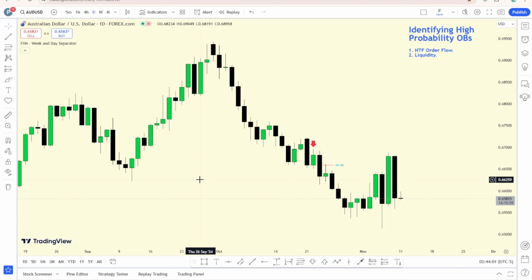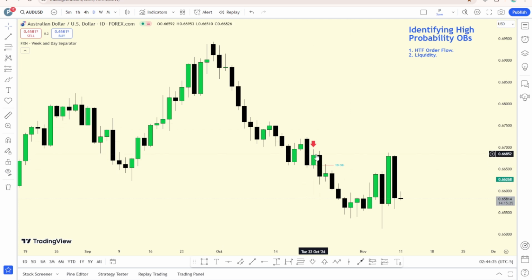So in this lesson, we're going to look at how you can identify high probability order blocks. Basically, not all order blocks are high probability. So we're going to look at the elements in more detail, with examples of how you can identify high probability order blocks. The two things that make an order block high probability are higher time frame order flow and liquidity. Liquidity means if we have taken out either buy side liquidity or sell side liquidity, that's what makes the order block high probability.